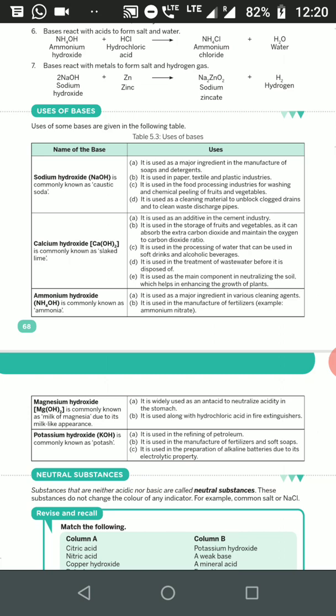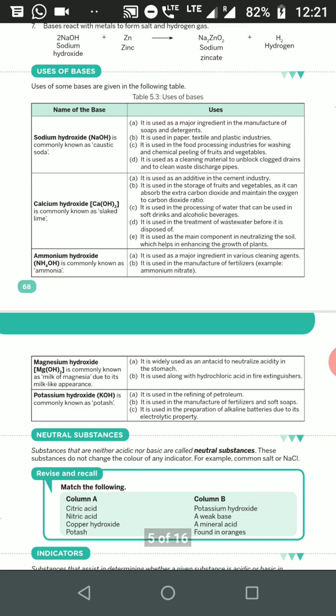Next, neutral substances. The substances that are neither acidic nor basic are called neutral substances. These substances do not change the color of any indicator. For example, common salt, that is sodium chloride.